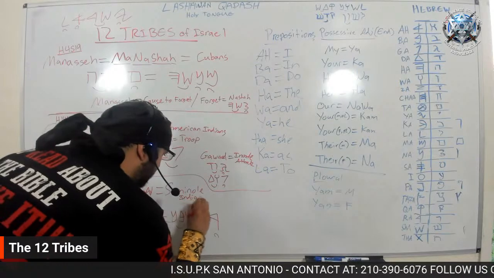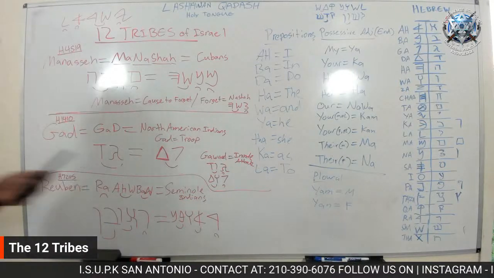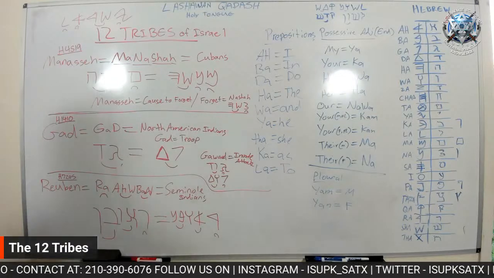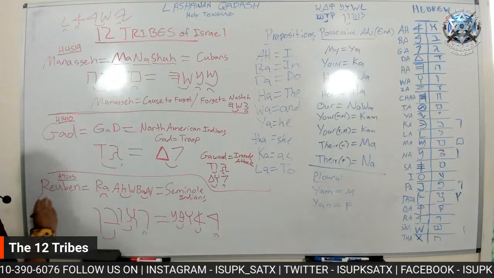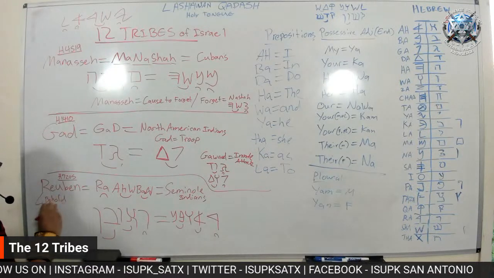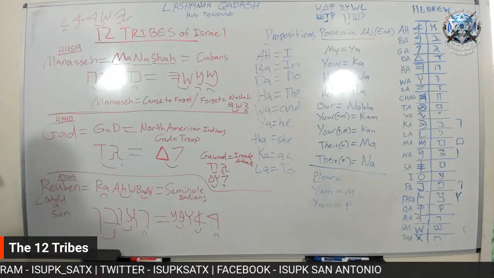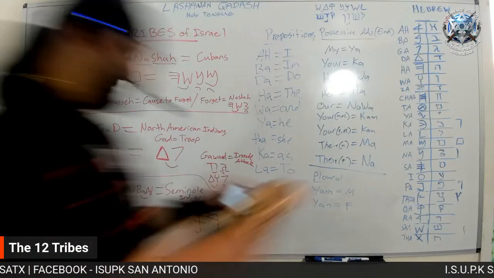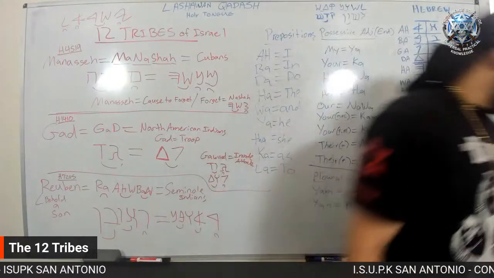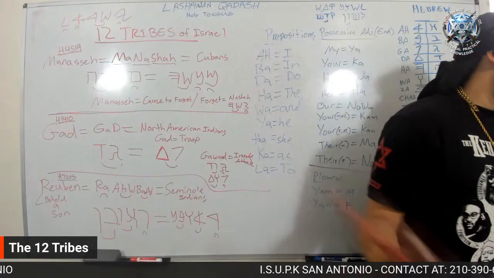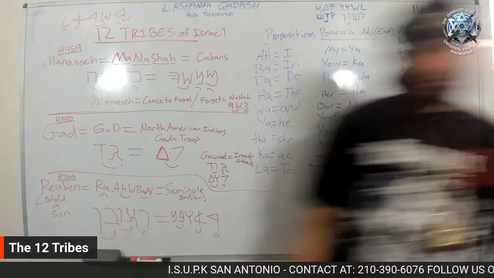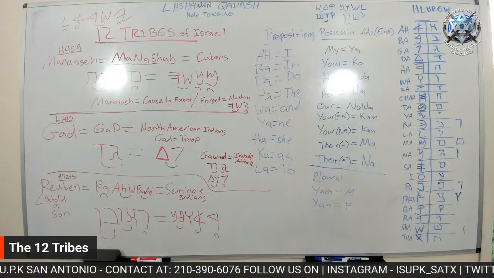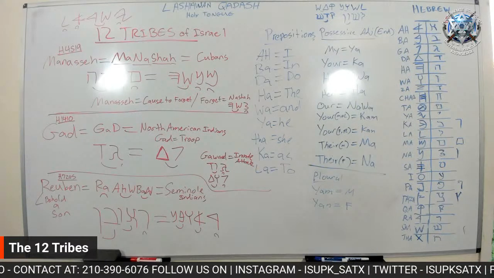Go ahead, keep reading. For she said, surely the Lord has looked upon my affliction. Now therefore my husband will love me. Behold a son. So get this. Here we see Reuben in the Strong's as Ra'awaban, just like how we wrote it just now on the screen. You see that right here?